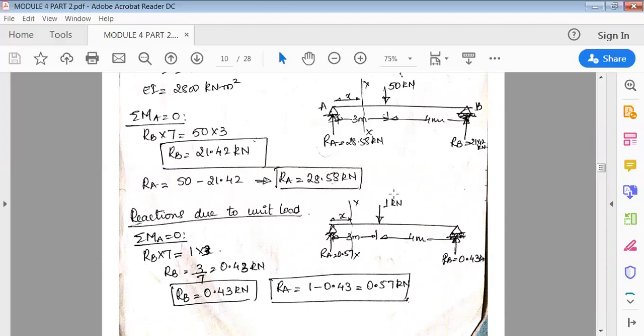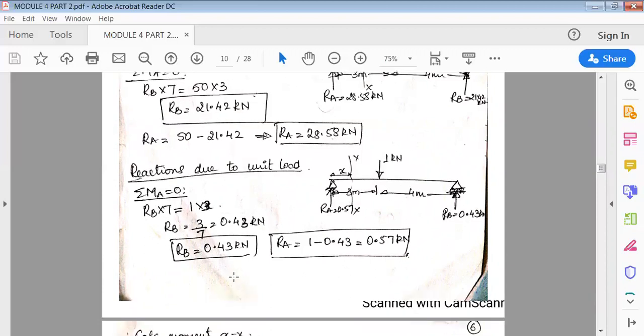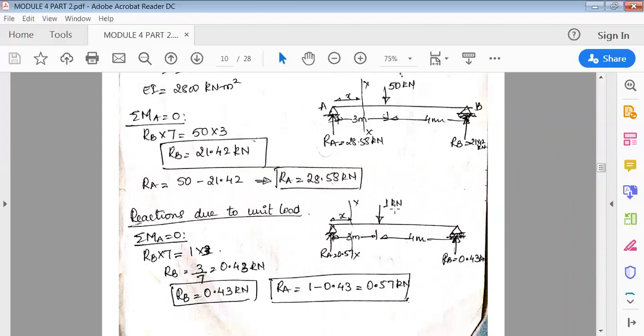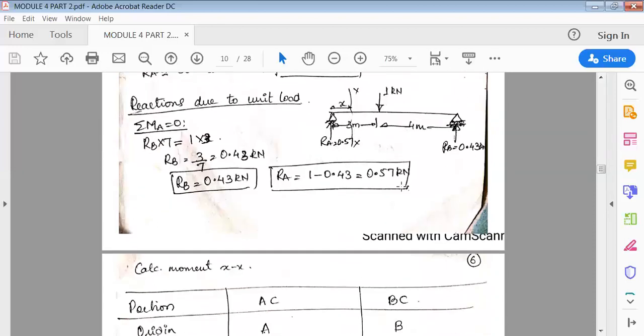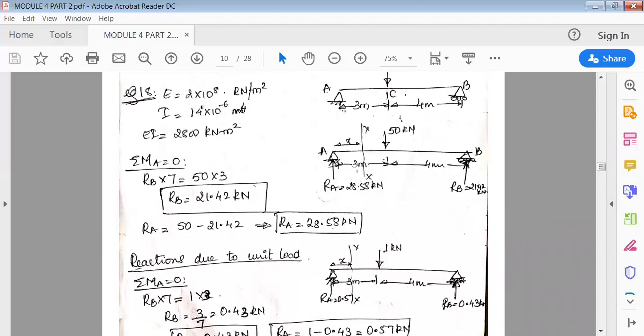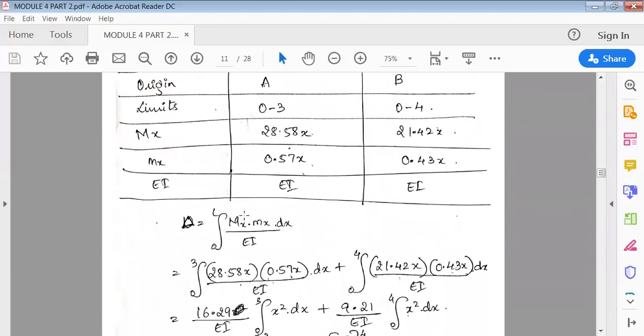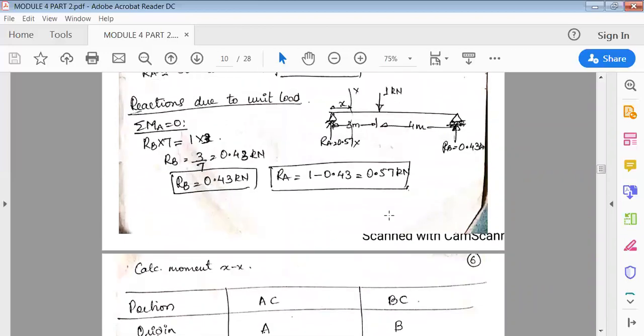Again, as usual, for this unit load I'll calculate the reactions. Moment about A is equal to 0, RB into 7 equals 1 into 3, so you get RB and RA. Calculate RA and RB and write them here. These are the reactions due to the external load, and these are the reactions induced due to the point load, the unit load of 1 kilonewton. Now we'll cut the sections. According to the formula, we need the moment due to the external load in that span and the moment due to the unit load in that span.